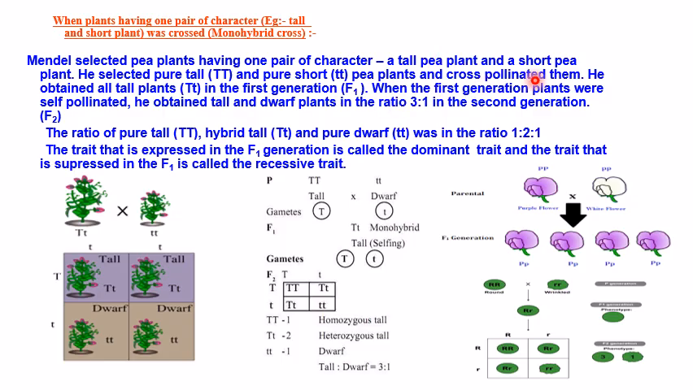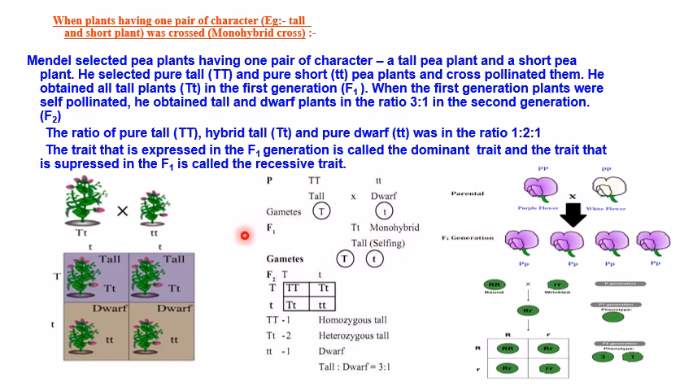So later what happened? He made a cross-pollination between these. Later he obtained all tall plants in the first generation. When he made a cross between these two, the result he obtained is that all plants are tall. The first generation, in which he obtained all the tall plants, is called the F1 generation. Got it, children?